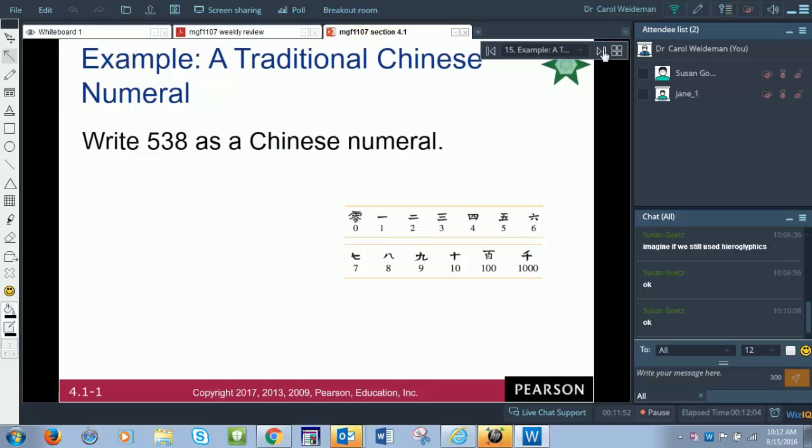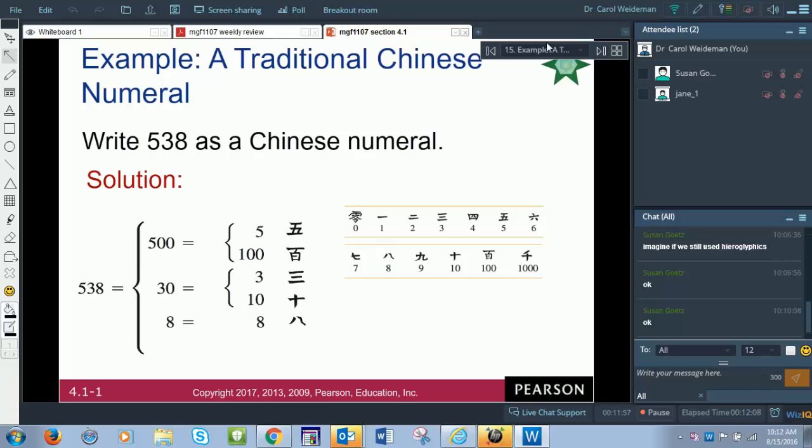So let's work a problem. Write 538 as a Chinese numeral. All right, so break it down: 500, 30, and 8, just like you did before, except now we're doing it vertically. So this is going to be 5 times 100, 30 is going to be 3 times 10, and then 8 just sits here. There's nothing underneath it because it's just 8 times 1, and we don't put the 1 there, it's implied. So make sure you always start at the top and work downward by groups of 2.